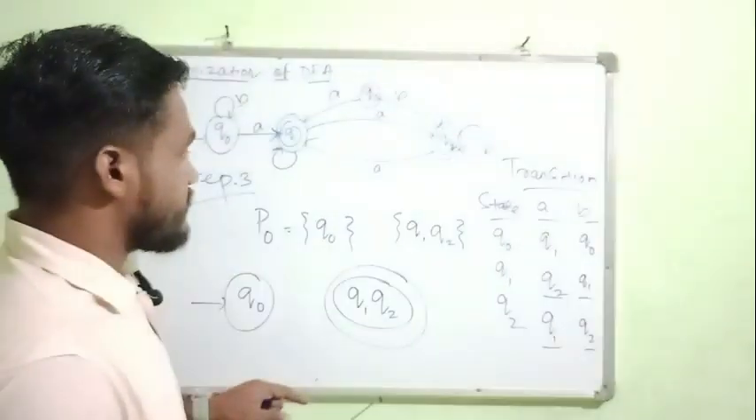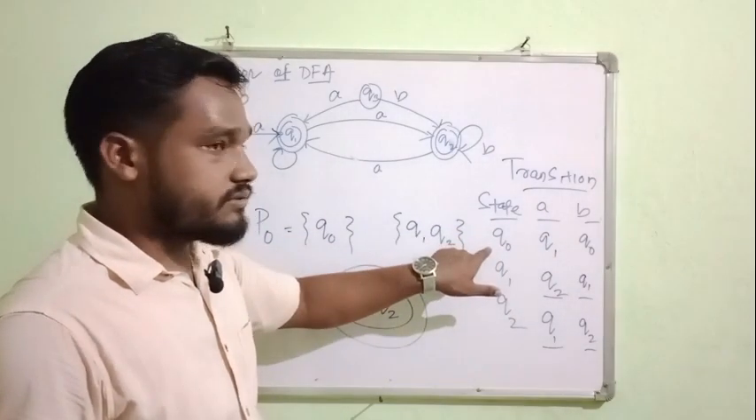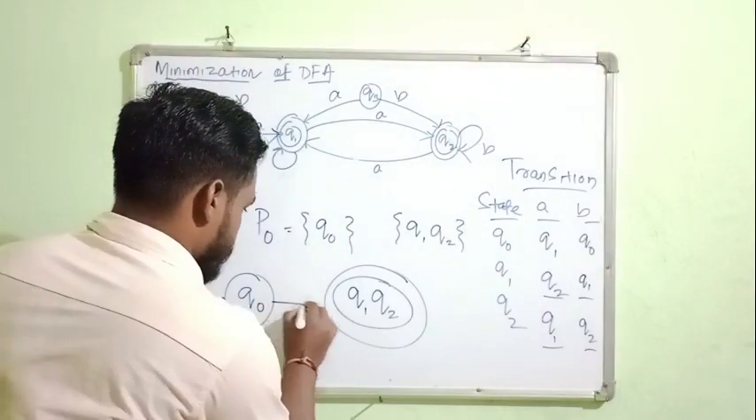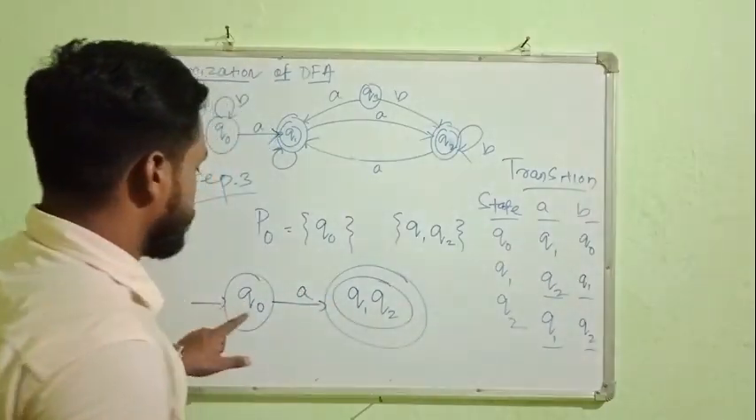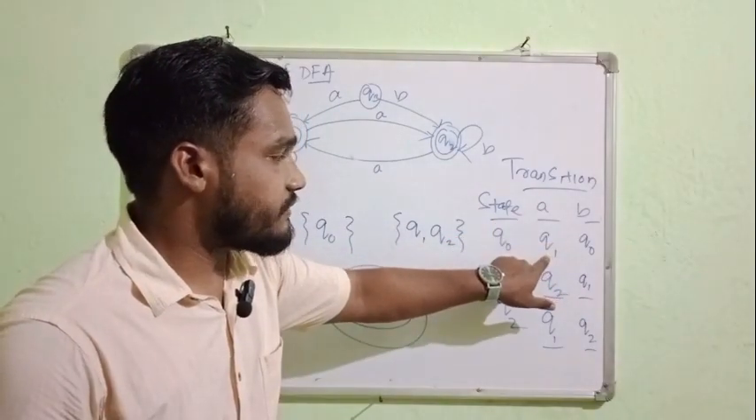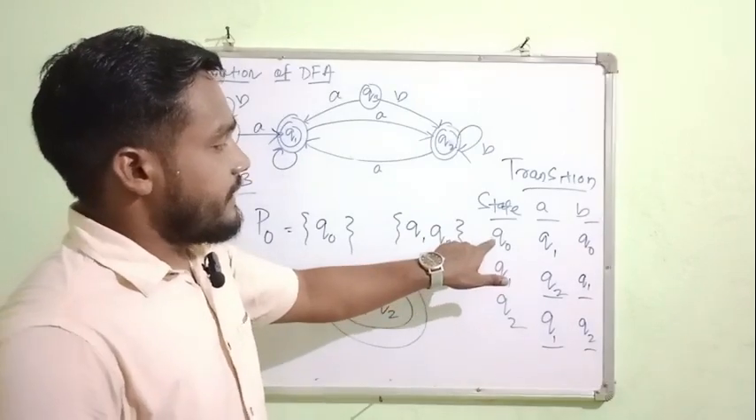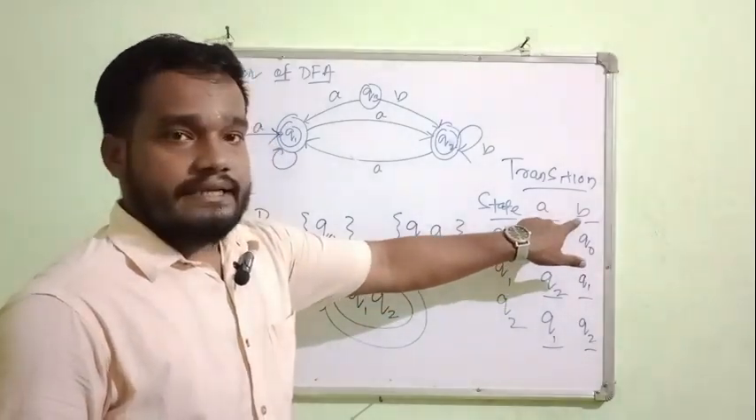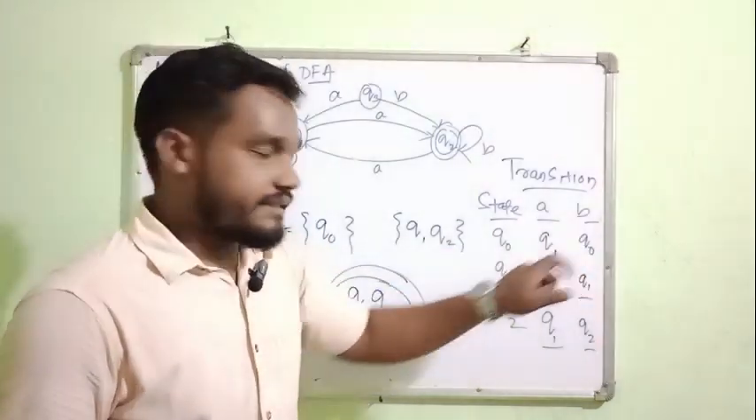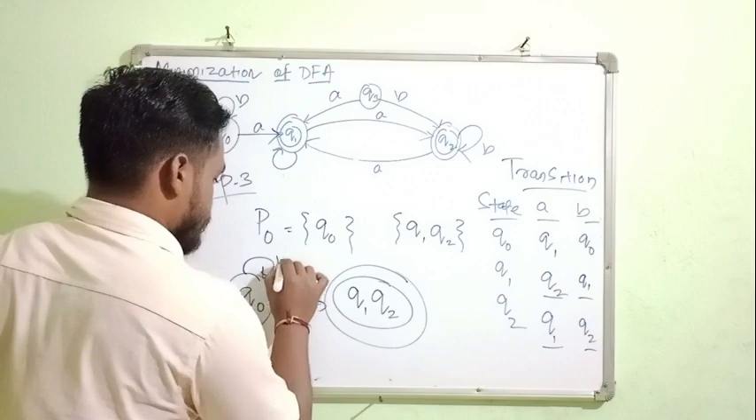Here we will check: if we use A as an input in Q0, then we arrive at Q1. So Q0 on input A gives the state Q1. Next, if we use B as an input in Q0 state, then we arrive at Q0 itself. So we simply write B.